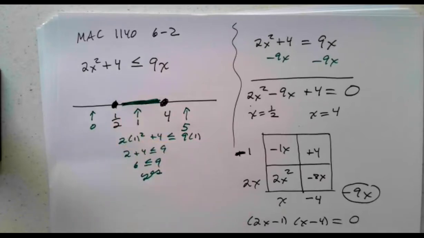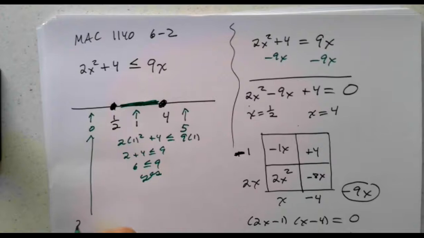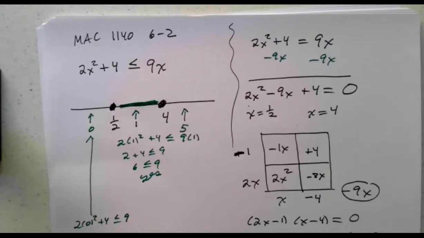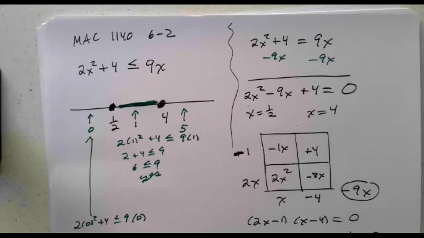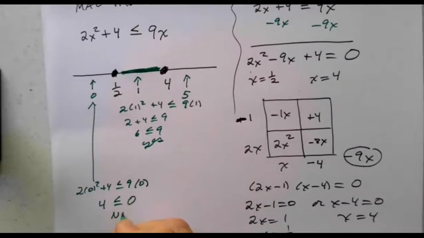Now how about 0? 2 times 0 squared plus 4 less than or equal to 9 times 0. Two times 0 is 0. 0 plus 4 is 4. Less than or equal to 9 times 0, less than or equal to 0? No. So I'm not going to shade out that direction.